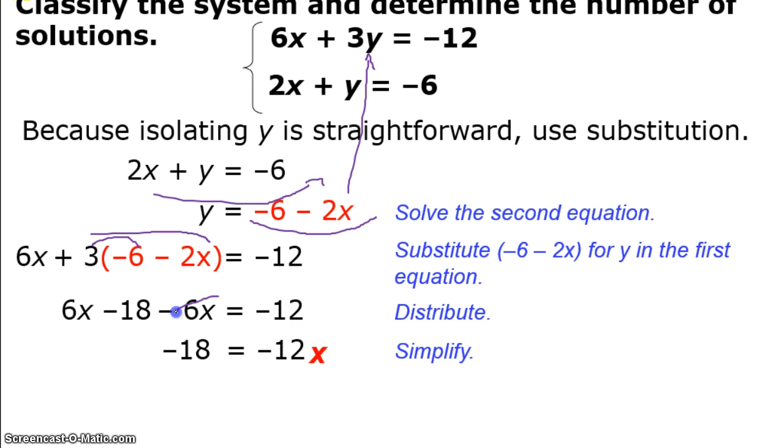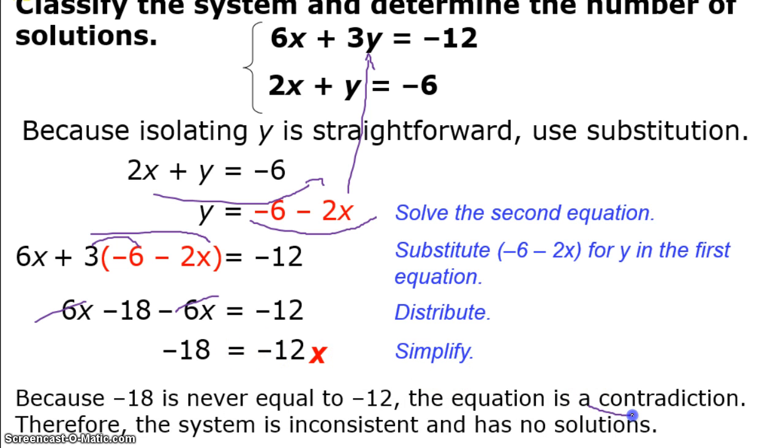And then simplifying, you can see again those x's cancel out, and we get negative 18 equal to negative 12. So this is a contradiction. Therefore, the system is what? Inconsistent and has no solutions.